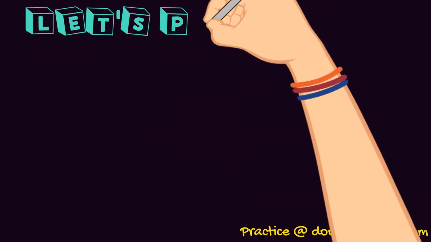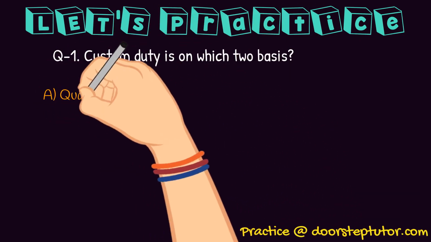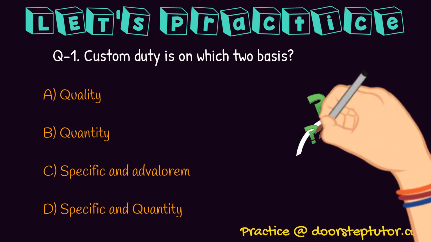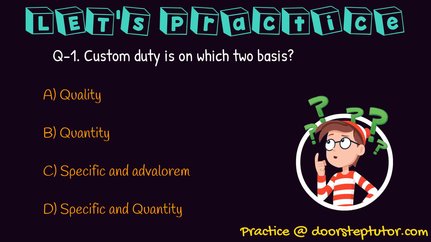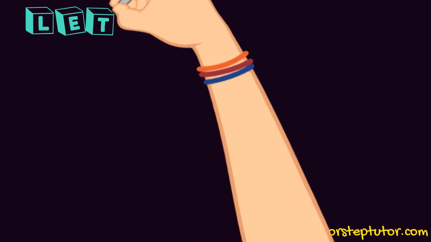Then let's practice some questions. Custom duties are on which two bases: quantity and quality, specific and advalorem, or specific and quantitative? See, we discussed that it is on the basis of specific and advalorem, that is on the basis of value and also quantity, right?